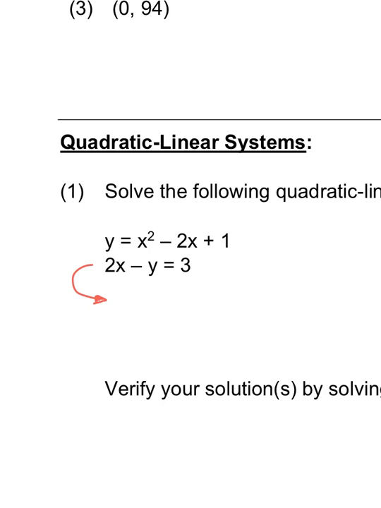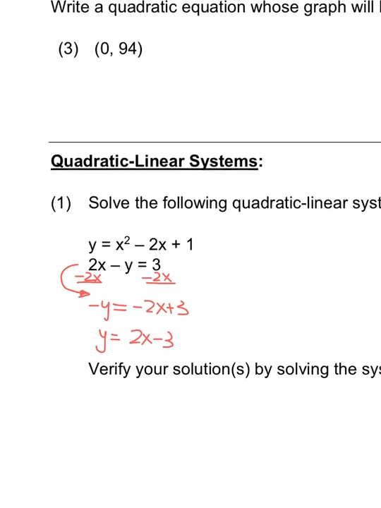So I'm going to subtract the 2x from both sides. There's a bunch of ways you can do it, but this is the way I choose to do it. So I'll have negative y is equal to negative 2x plus 3. Then I'm going to negate both sides, so I'm multiplying both sides by negative 1, and get y equals 2x minus 3.